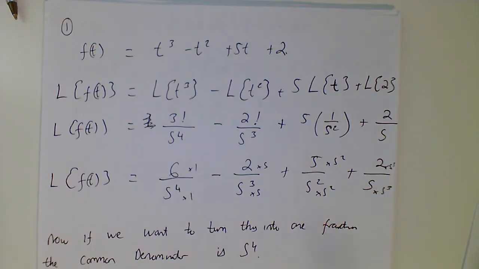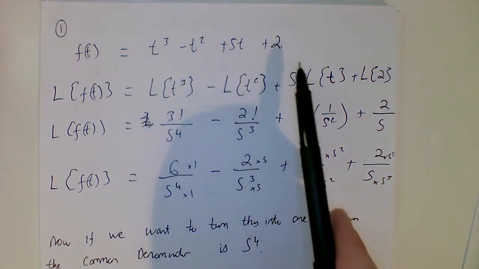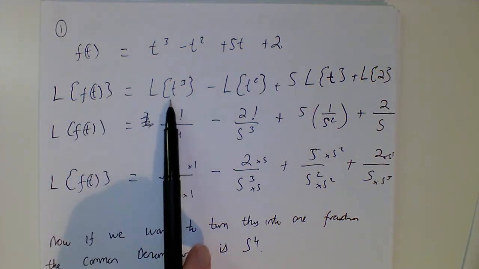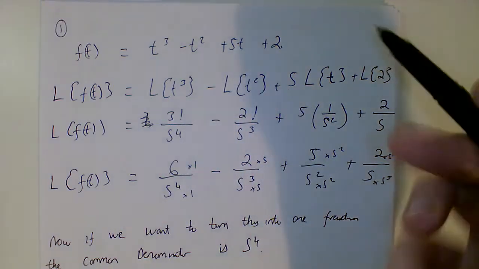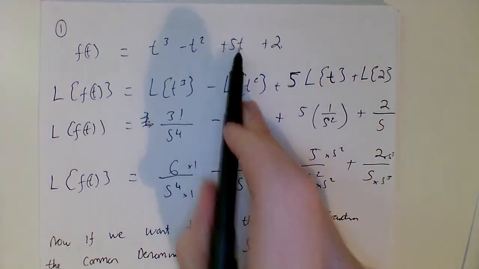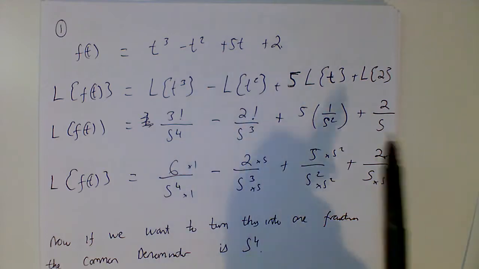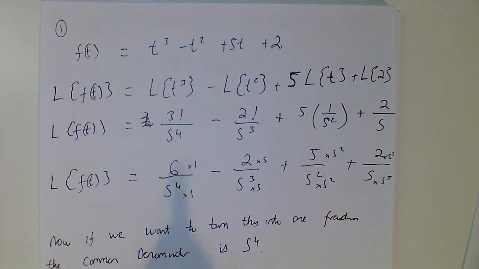Right, so I wrote down the function f of t is t cubed, take away t squared plus 5t plus 2. Now I'm wanting to take the Laplace transform of everything, so it's the Laplace transform of t cubed, the Laplace transform of t squared. That 5 is just a constant, which is a number. It's a 5, not an s. And then I've got to find the Laplace transform of 2 as well. So I've worked out my Laplace transforms from the table, and I've ended up with this thing here.